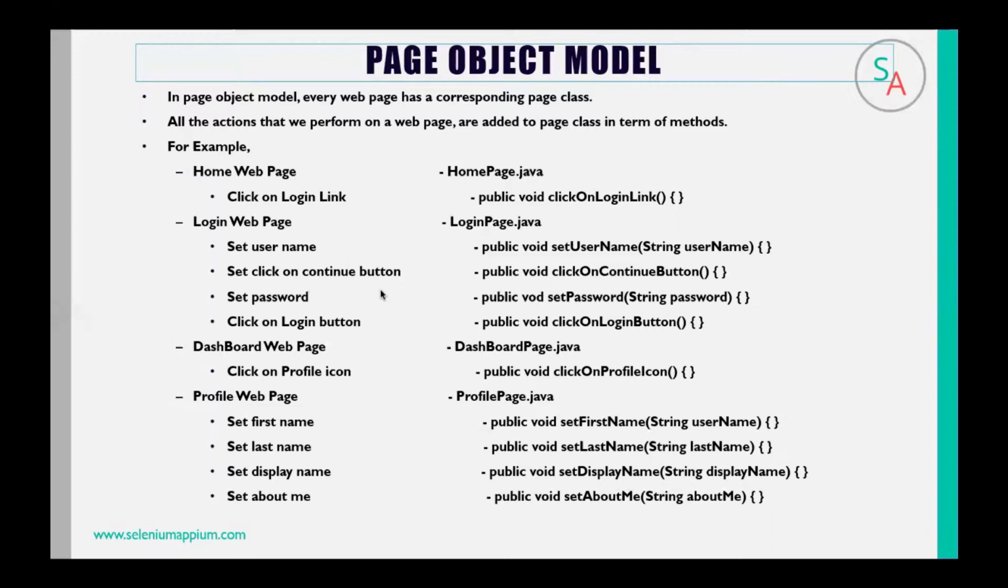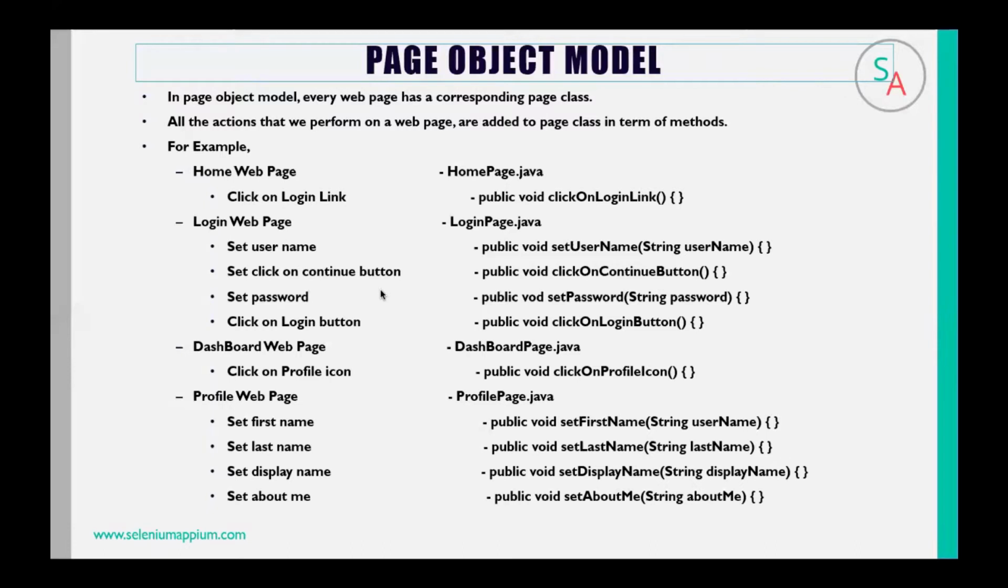What page object model says is, for every web page, you must have a corresponding page class. For a home web page, you should have homepage.java. For a login web page, you should have loginpage.java. For a dashboard web page, you should have the corresponding page class, that is dashboardpage.java. Similarly, for profile web page, you should have profilepage.java. That is the first point.